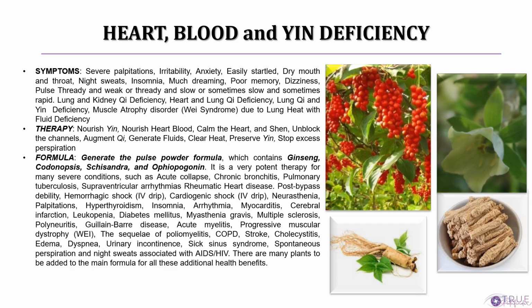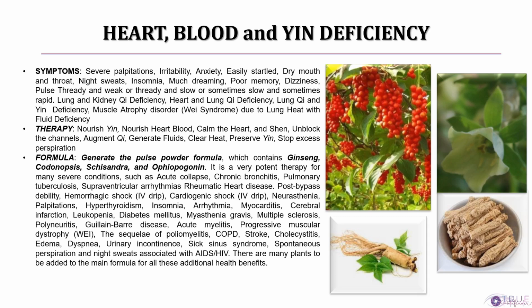Lung and kidney qi deficiency, heart and lung qi deficiency, lung qi and yin deficiency, muscle atrophy disorder, also known as Wei syndrome, can also be present due to lung heat with fluid deficiency. And as a therapy, we want to nourish the yin, nourish the heart blood, calm the heart and shen, also unblock the channels, augment the qi, generate fluid, clear the heat, preserve the yin, and stop the excess perspiration.